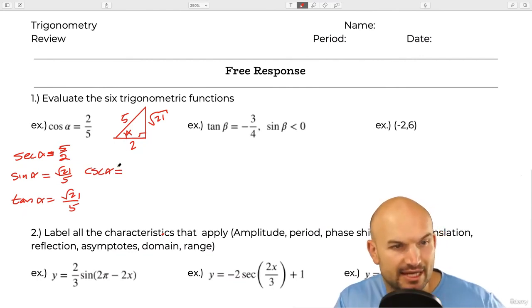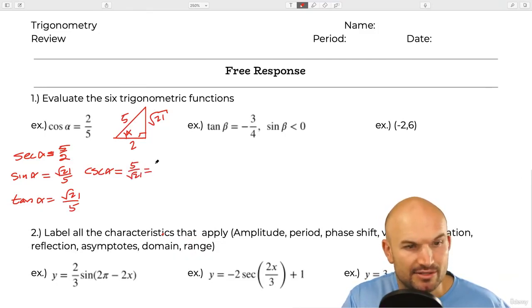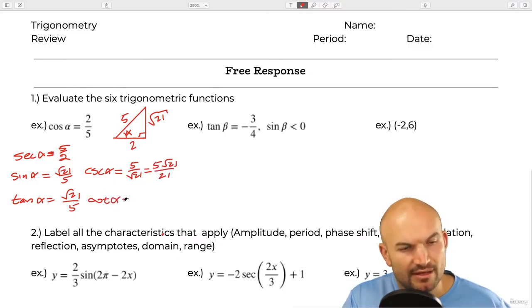So cosecant of alpha is going to be hypotenuse over opposite. That'd be 5 over square root of 21, and you can rationalize the denominator, so that'd be 5 square root of 21 over 21. And then we could say cotangent of alpha, and that's going to be 5 over the square root of 21. Rationalize the denominator, that'd be 5 square root of 21 over 21.